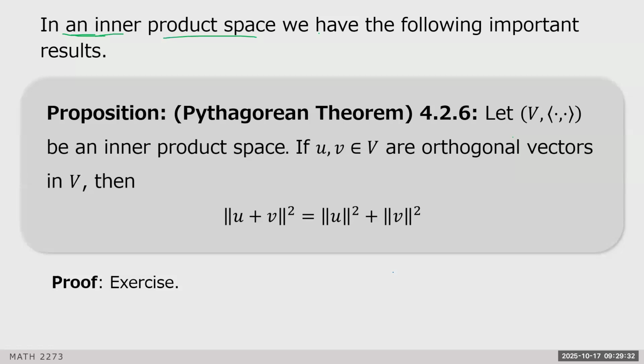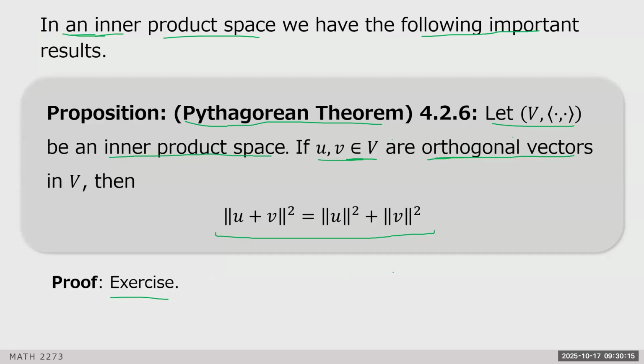Okay, so in an inner product space, we have the following very important result, and it might look very familiar to you. It's called the Pythagorean theorem. It shows up again in inner product spaces. Let V, with this inner product, be an inner product space. If I take two vectors U and V in V, and these two vectors are orthogonal, then I have this result: the norm of U plus V squared is equal to the norm of U squared plus the norm of V squared. The proof is left for you to figure out.